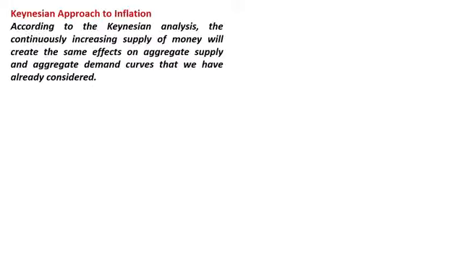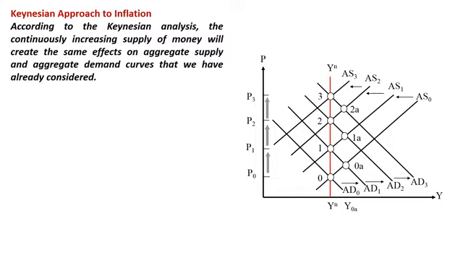In the Keynesian approach, the continuously increasing supply of money will create the same effects on the aggregate supply and aggregate demand curves that we considered in the figure we have already analyzed. In other words, the aggregate demand curve will continue to shift to the right and then the aggregate supply curve to the left.